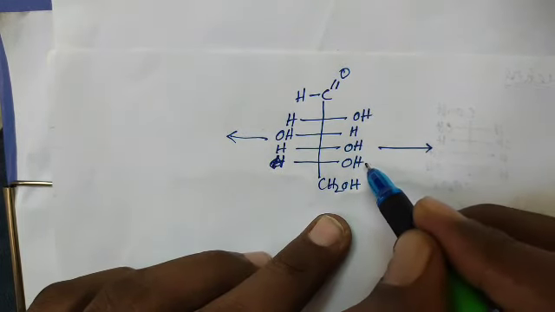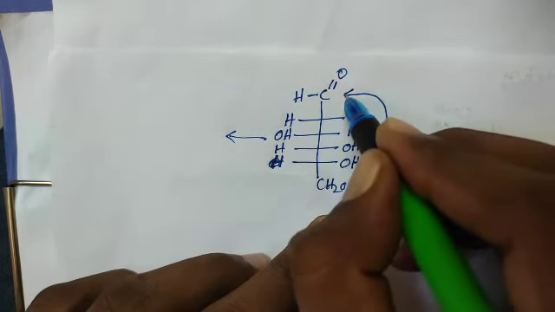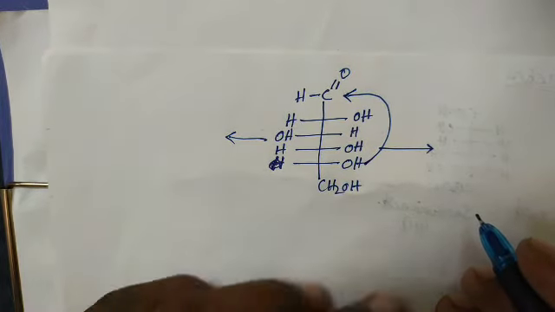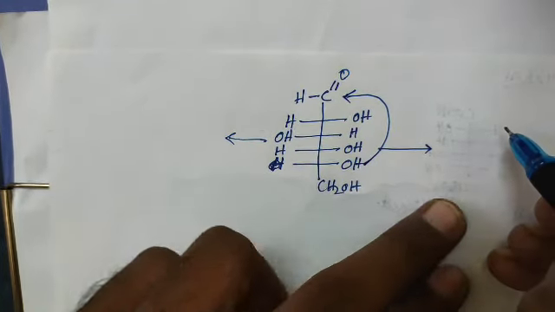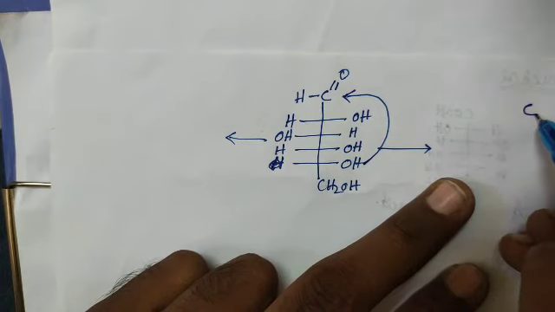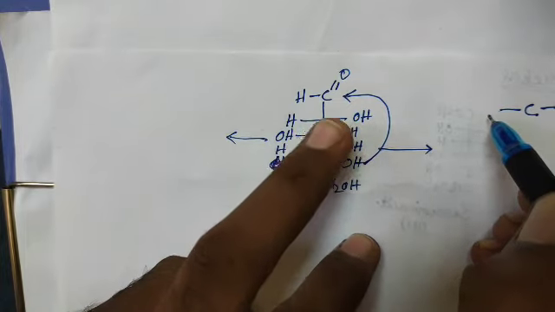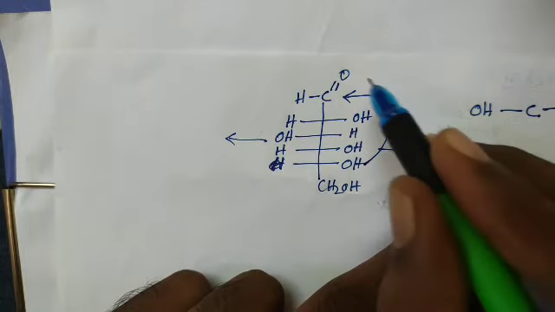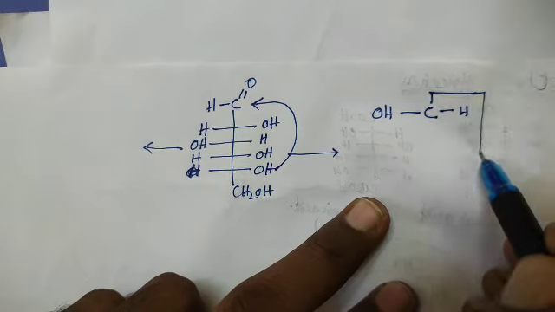This OH hydrogen goes to the fifth carbon, attached to the first carbon. The OH group is attached there. Then what happened? That C has one H, this H, and I send one OH group, that is this OH group. Then this O will form like this.